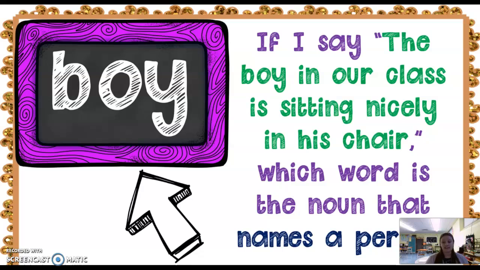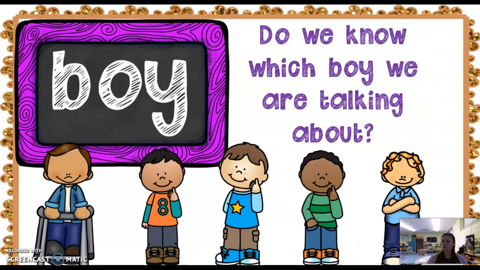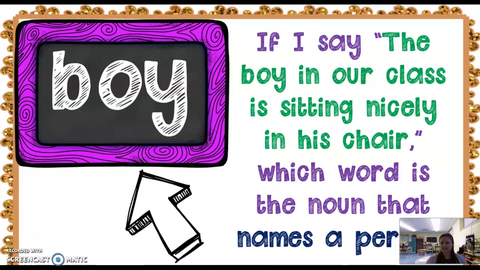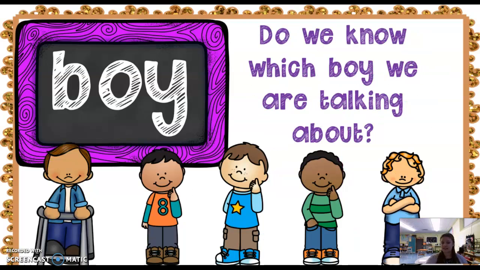If I say the sentence, the boy in our class is sitting nicely in his chair, which word is the noun that names a person? Hint, hint, it's on your screen right now. The word boy names a person in our class. So the word boy is a noun. Do we know which boy I'm talking about? If I say the sentence, the boy in our class is sitting nicely in his chair, do I know which boy? Do you know which boy?